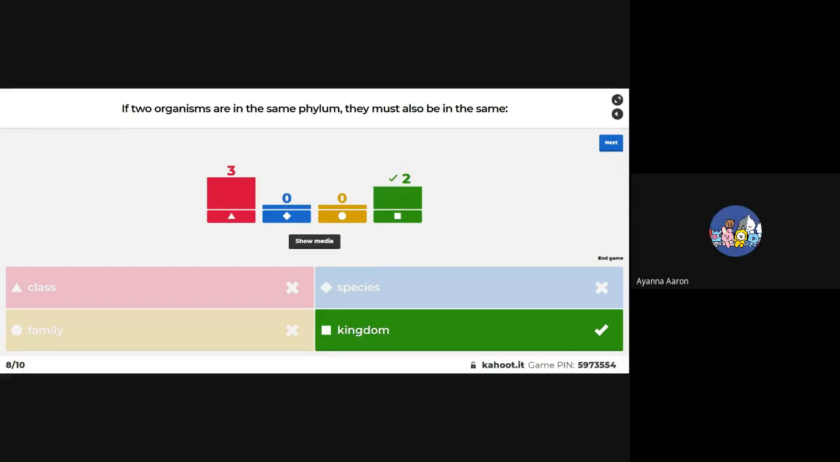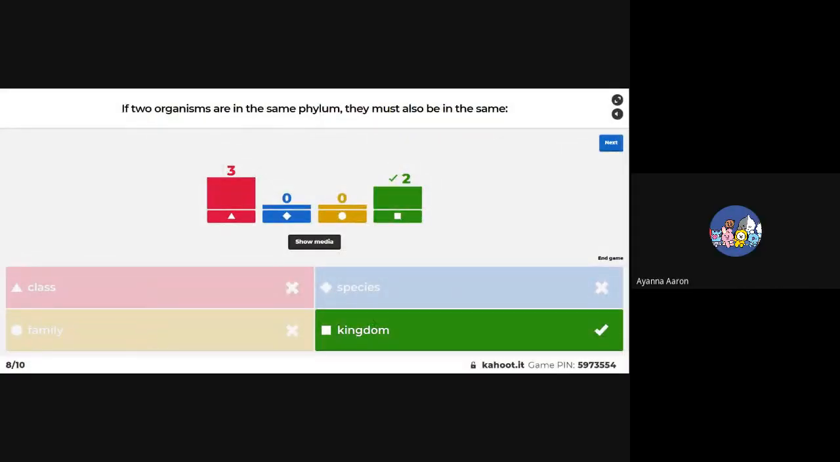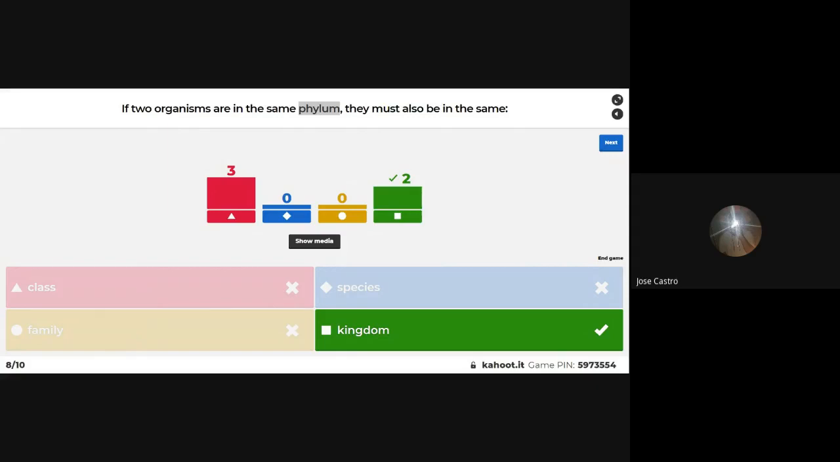What does it mean by phylum, whatever that is? Oh, phylum. What does it mean by phylum? So phylum is one of the levels of classification. So let's come over here for a second. Let me see this. It's before kingdom and after class.